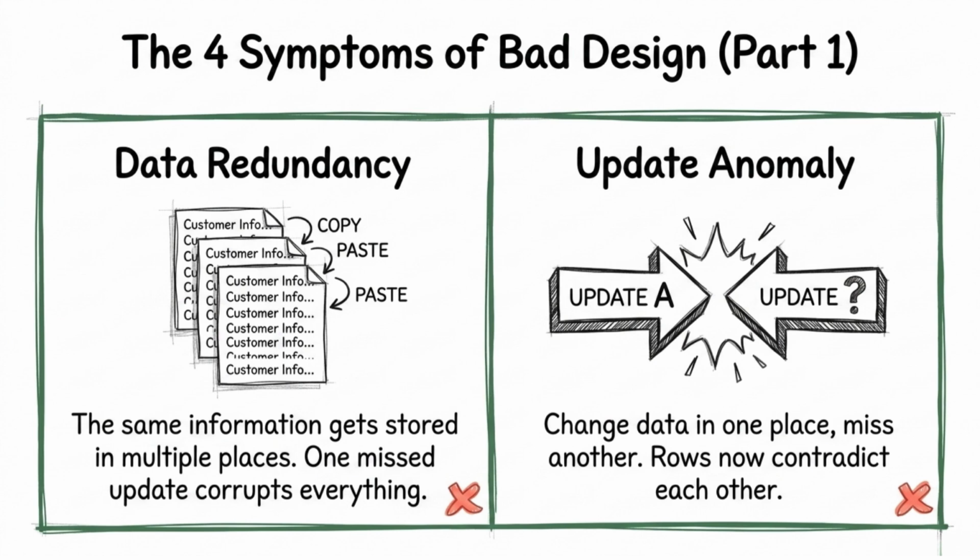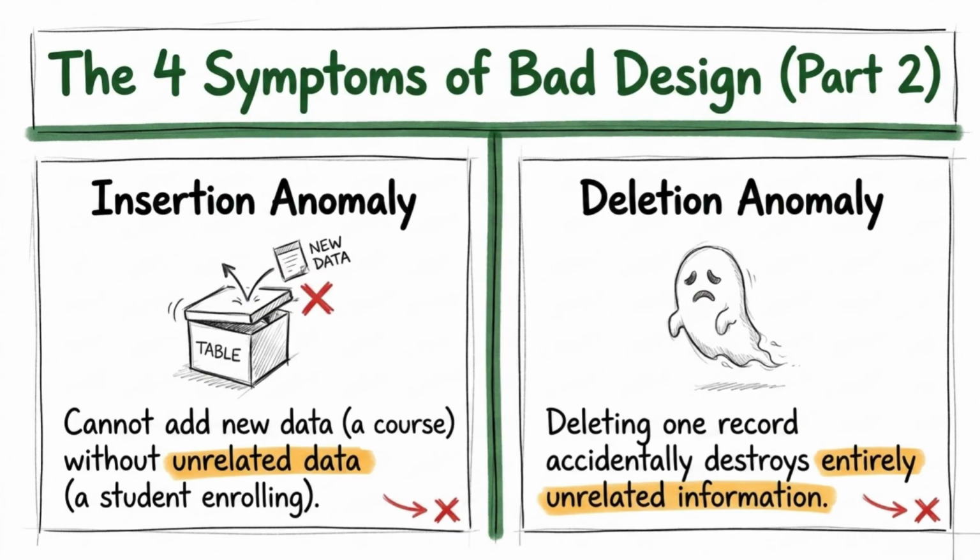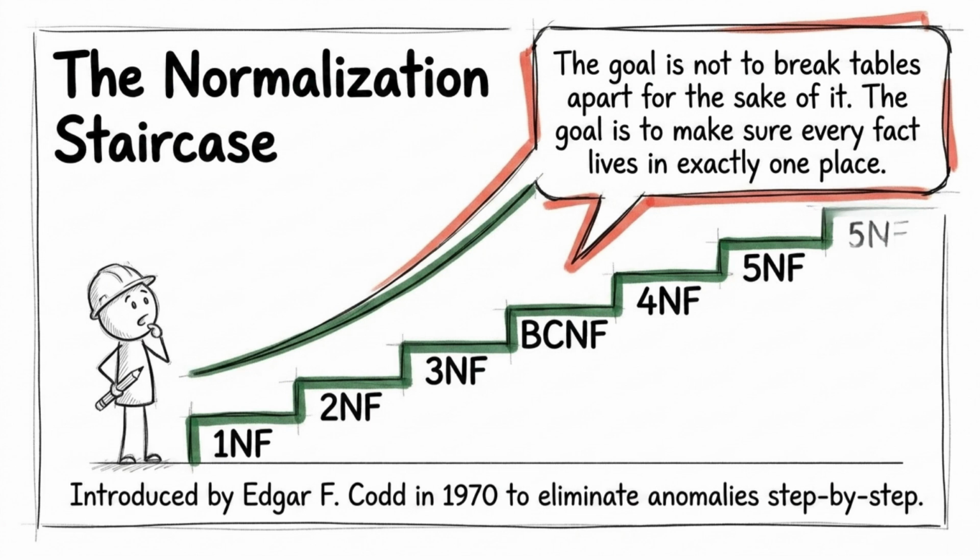The 4 symptoms of bad design. Bad database design shows 4 warning signs. Data redundancy, the same information stored in multiple places where one missed update corrupts everything. Update anomaly, change data in one row, miss another, and now 2 rows directly contradict each other. 2 more dangerous symptoms. Insertion anomaly. You cannot add a new course to the database without a student already enrolled in it. Deletion anomaly. Deleting one student accidentally wipes out all information about the course entirely. Normalization eliminates all 4.